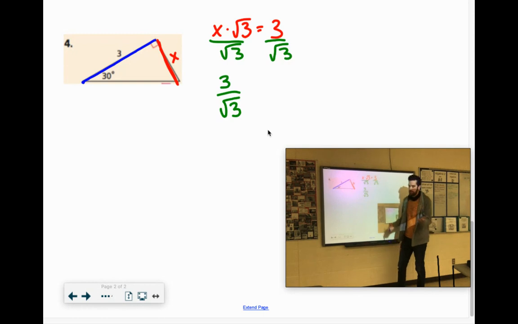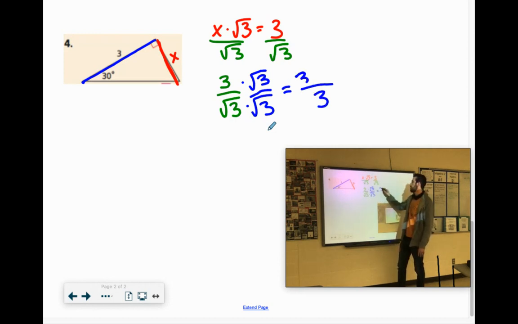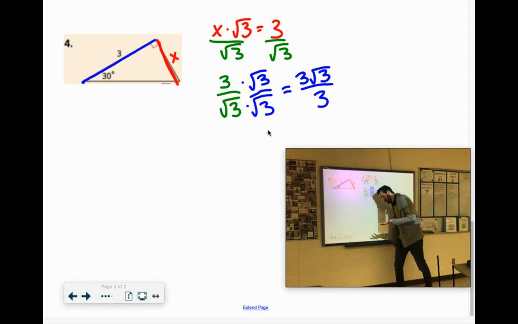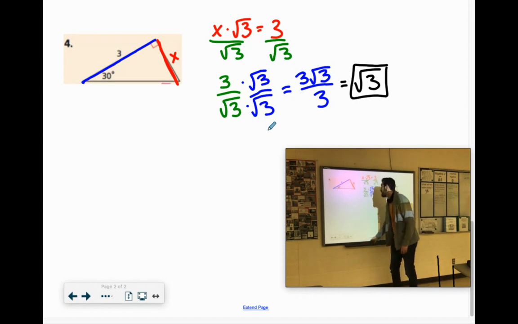We know how to get rid of the radical on the bottom. Times root 3 times root 3. Square root of 3 times the square root of 3 is just 3. Up top we have 3 root 3. And 3 root 3 divided by 3 would just be 1 root 3, which we write as root 3. So that side with the x up here is now going to be 1 root 3.